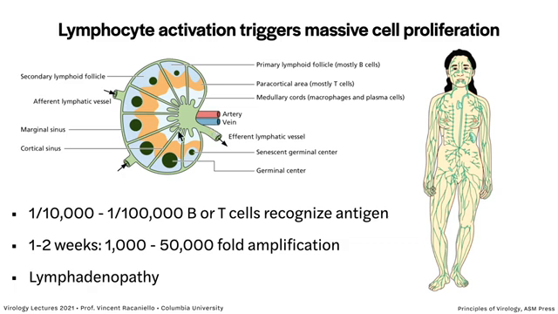So when the APCs come in, they interact with T or B cells, and typically 1 in 10,000 or 1 in 100,000 B or T cells will recognize a particular foreign antigen. And then within 1 or 2 weeks, you get a 1,000 to 50,000 fold amplification in the numbers of cells. And that causes the lymph node to swell, a process that we call lymphadenopathy.